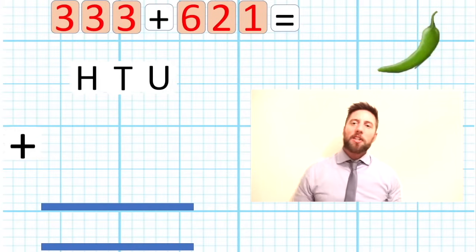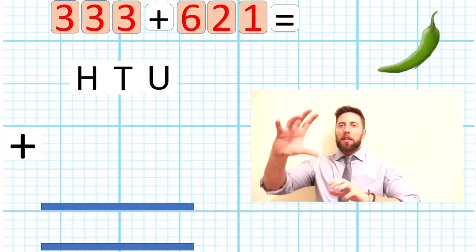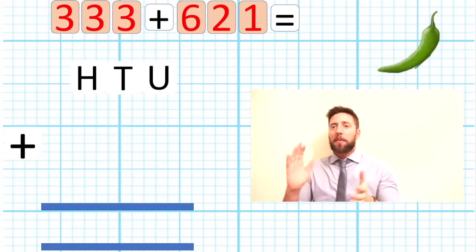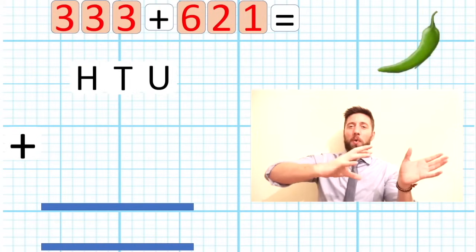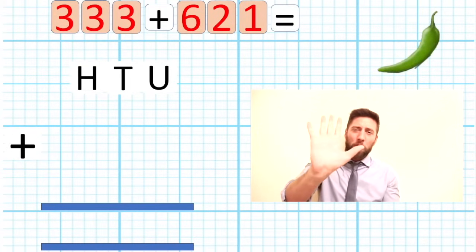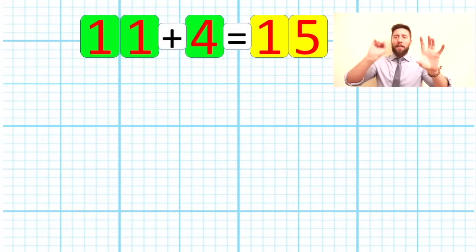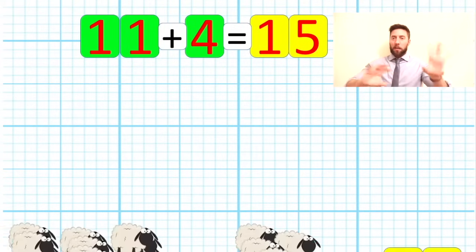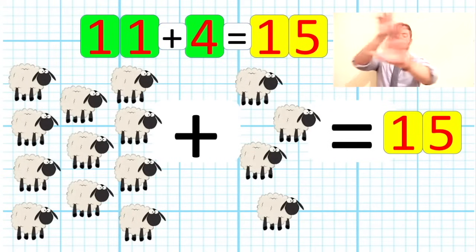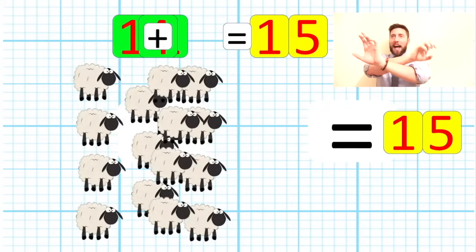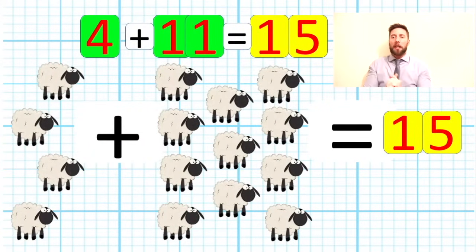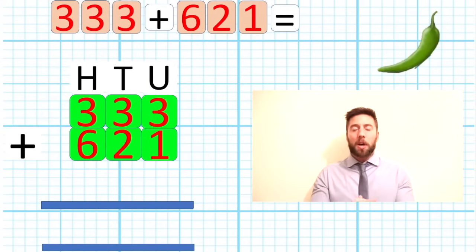But wait, does it matter which way round we put these numbers in our question? If we add 333 to 621, do we get the same as adding 621 to 333? Let's pause a second and look at it in this scenario. If I have 11 add 4, we get 15. I can represent it here with these images. If I switch these around and add 4 add 11, I still get 15. And that is because addition is commutative. It doesn't matter which way around we put our question, we are going to get the same answer. Let's go back. Okay, so we are ready to begin.